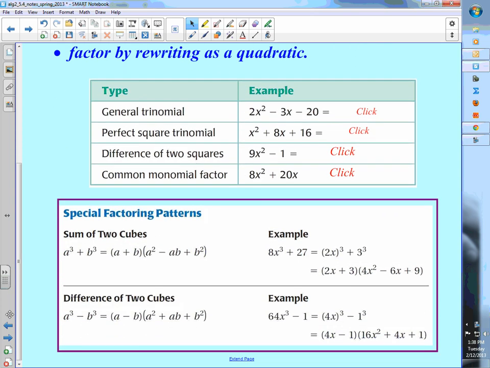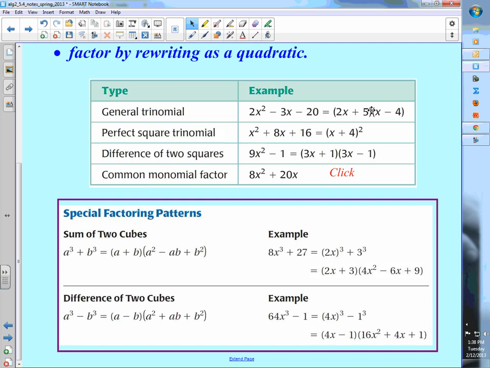So you're going to see factoring trinomials. How do you factor a trinomial? Doesn't matter to me. But you've got to be able to get down to 2x plus 5 and x minus 4. How do we factor x squared plus 8x plus 16? That's a PST. We should all be able to do that. Difference of two squares, first plus second, first minus second.